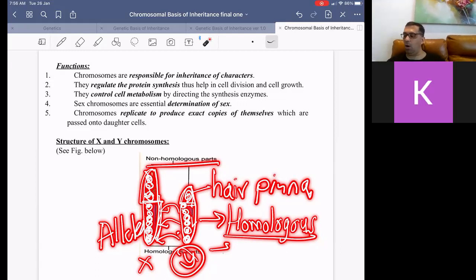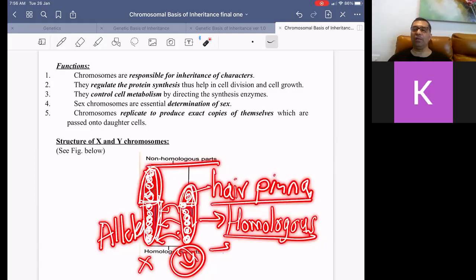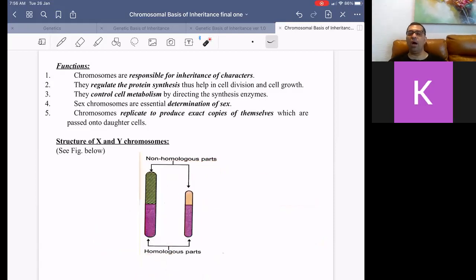And gene for clotting factor 8 or 9. Clotting factor 8 and 9, which are responsible for clotting of blood. तो ये सारे नॉन होमोलोगस पार्ट ऑफ एक्स क्रोमोसोम पे जीन्स है. सिमिलरली नॉन होमोलोगस पार्ट ऑफ वाई पे हेयर ऑन पिना के जीन्स है. तो these are X and Y chromosomes.